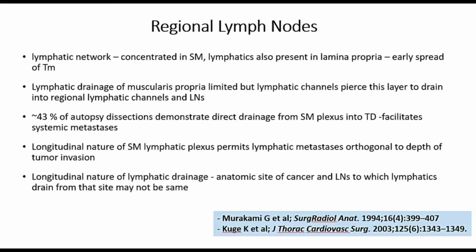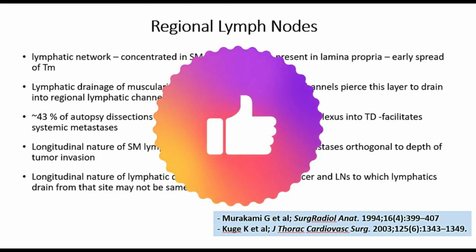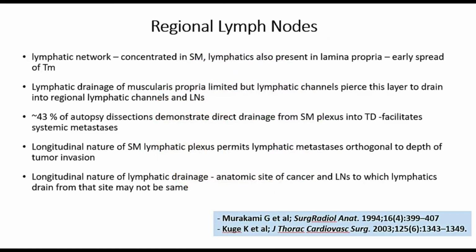43% of autopsy dissections demonstrate direct drainage of the submucosal plexus into the thoracic duct, which facilitates systemic metastasis. The longitudinal nature of submucosal lymphatics, as I said, permits lymphatic metastasis orthogonal to the depth of tumor invasion. That means the tumor can metastasize along the whole length of the esophagus from abdomen to neck. Because of the longitudinal nature of lymphatic drainage, the anatomic site of the cancer and the lymph node to which lymphatics drain may not be the same.